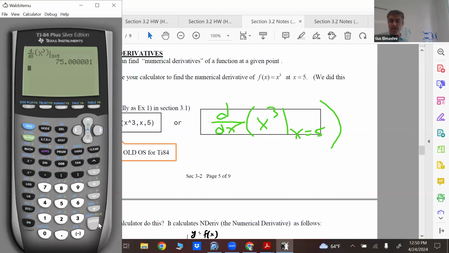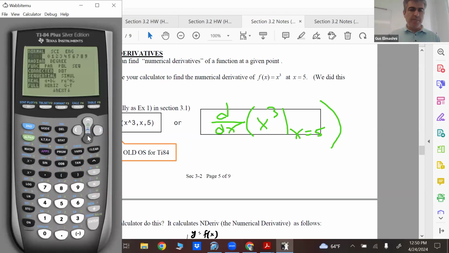But truly, it's 75. And if you are curious about the old operating system, how it looks, you switch to classic. And if I hit math, option 8, see how it does that? And I have to type it in like that. It's just such an old school way of doing it. But just so you know.